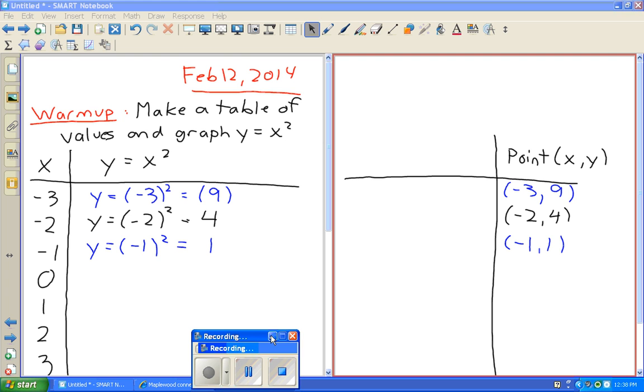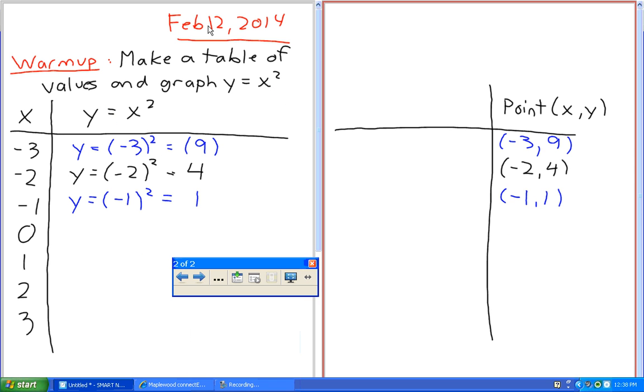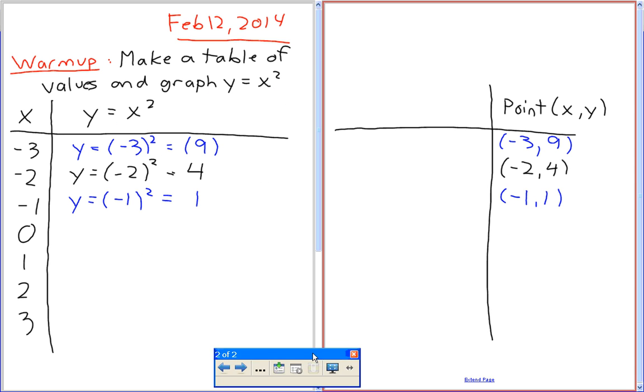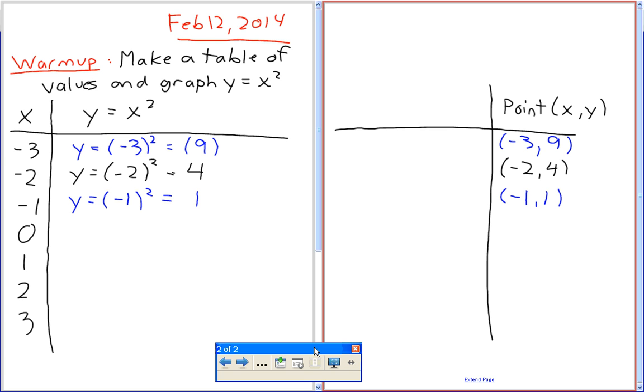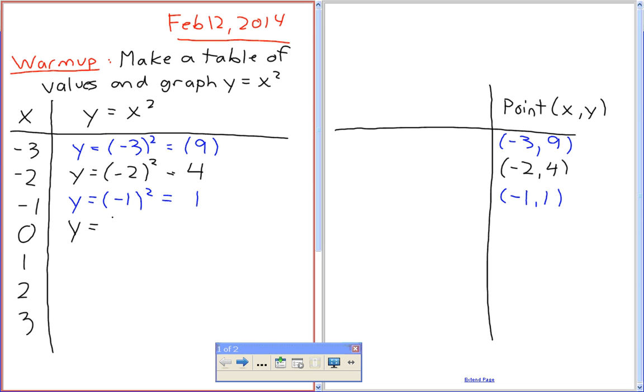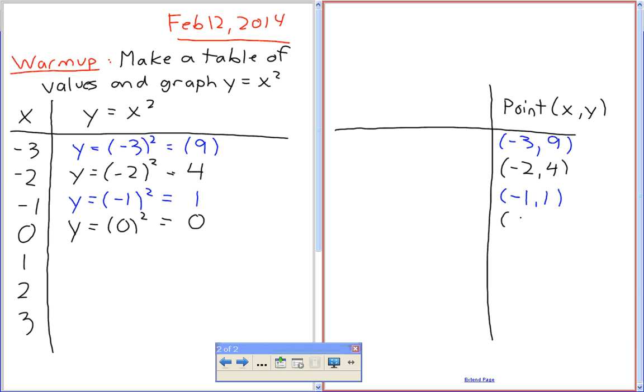0 for me, please. Very good. So y equals 0 squared, or 0 times 0, is just 0. So my point is 0 and 0.